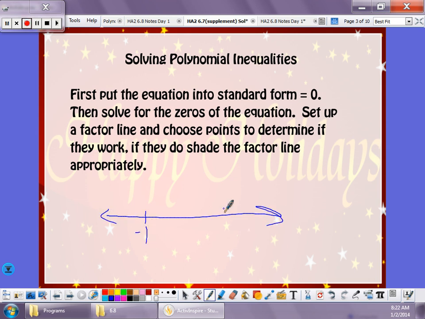So like if our zeros were -1 and 1, we're going to draw lines, and then we're just going to plug in test points. So you'll plug in a test point here, here, and here, and then you're just shading in the appropriate region, okay? We've done this before with quadratics. The only new thing that we're doing today is now we're doing it with polynomials. So cubics and quartics and things of that nature.